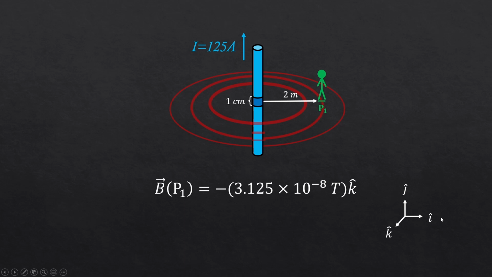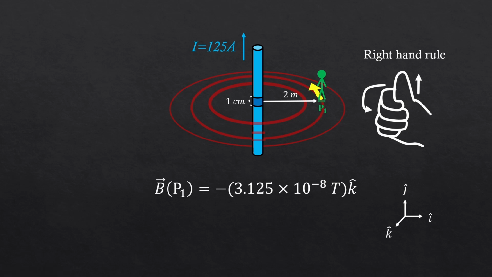According to how I define the axis, minus k hat is going into the screen, right? And this totally makes sense, because if we use this right-hand rule, the magnetic field should in fact be circling in the anti-clockwise direction, right? So, with the current given, we just found the magnetic field using Biot-Savart law.